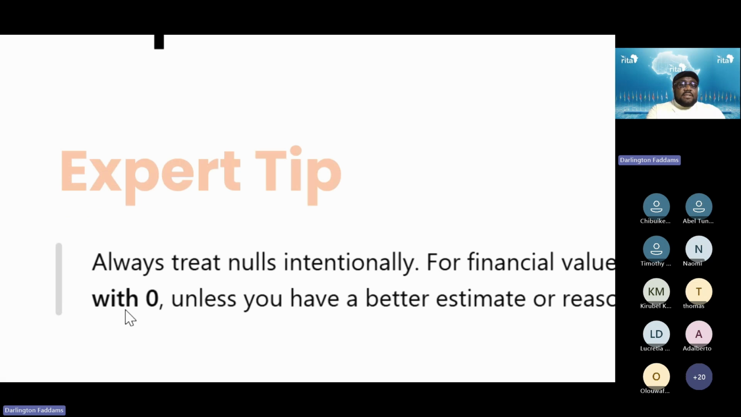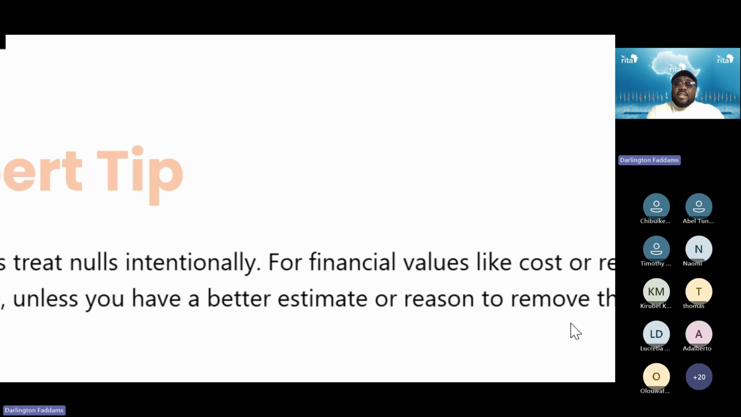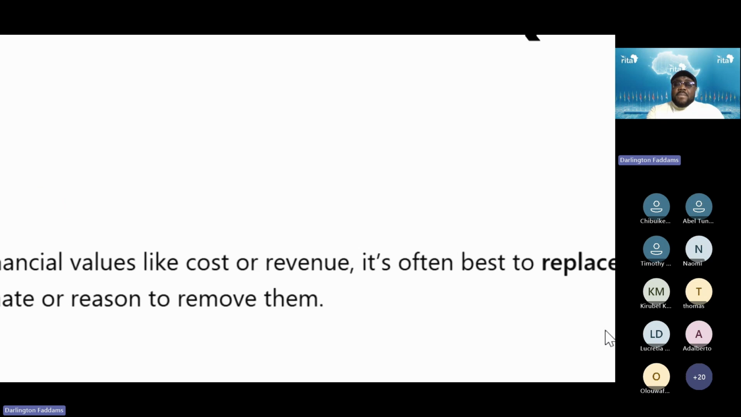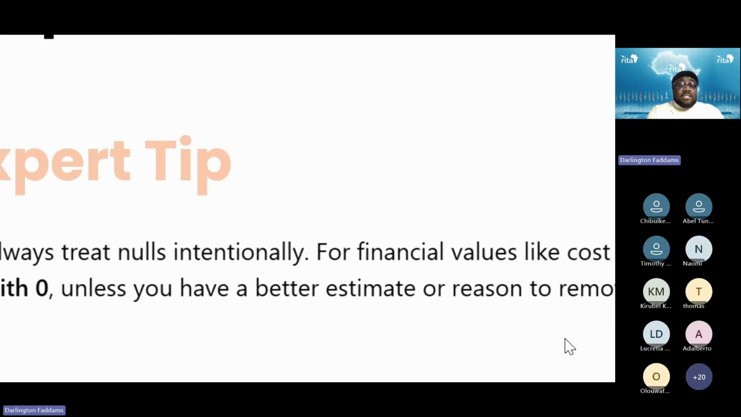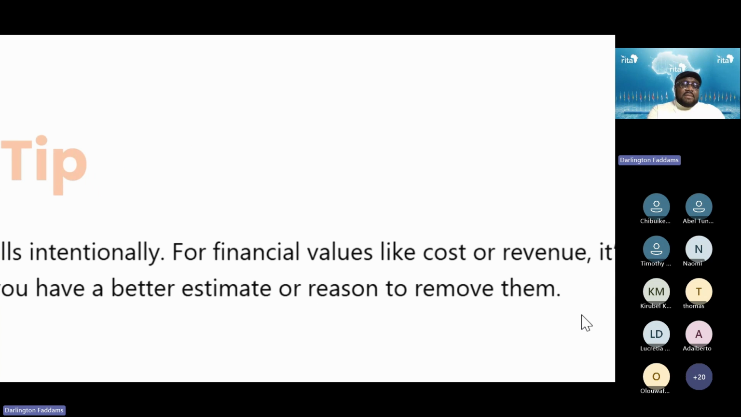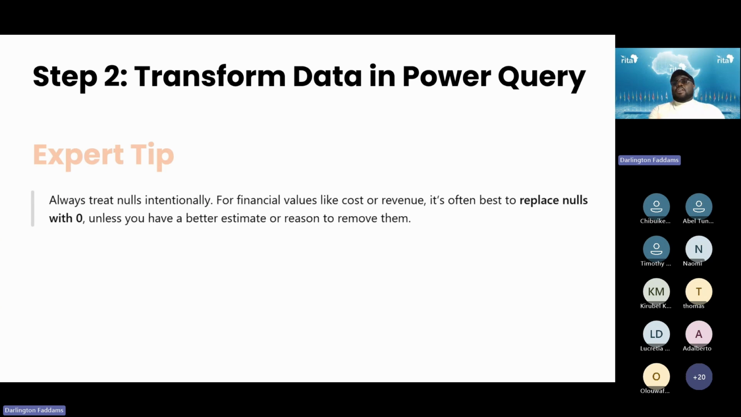Okay, let me see what this says. It says always treat nulls intentionally. For financial values like cost or revenue, it's often best to replace nulls with 0 unless you have a better estimate or reason for removing them. So think about it. If there's a reason to remove it, then you can remove it. If there's no reason to remove it, you don't have to, because the fact that a person didn't pay does not mean the health record is wrong.